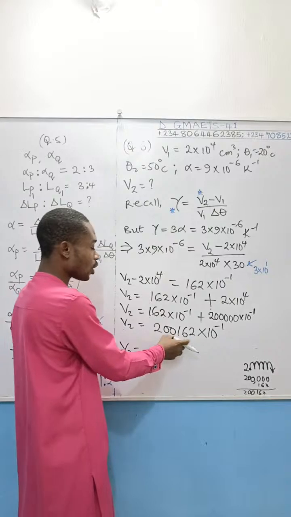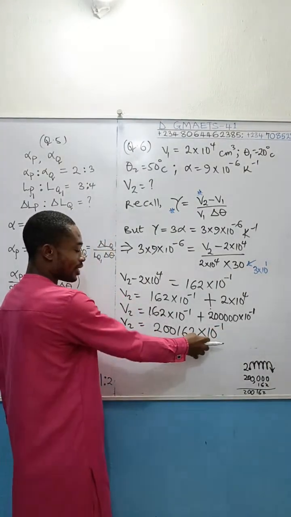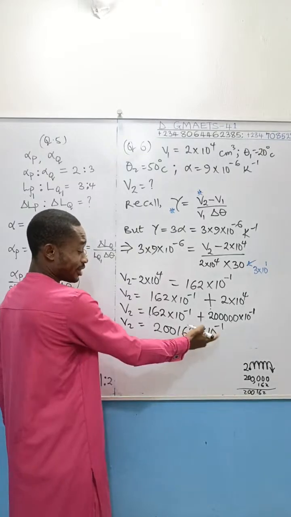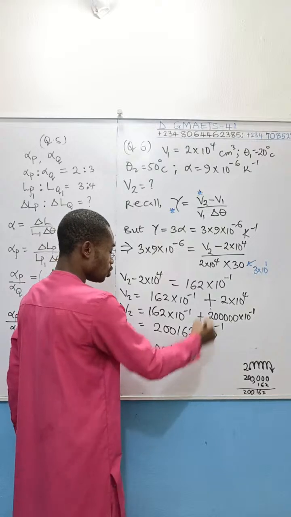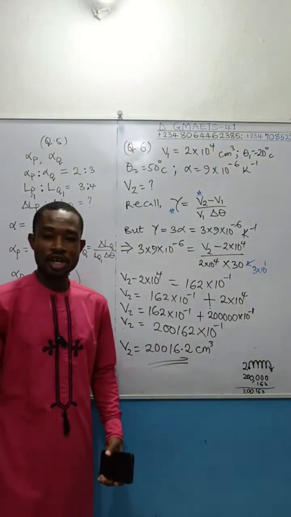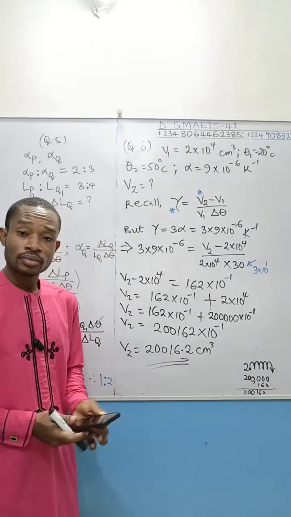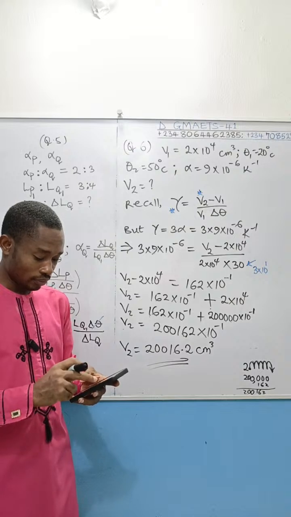Now from here, multiplying this by 10 raised to the power of minus 1 is the same as dividing this by 10. And if you divide this by 10, you're going to get 200,16.2 cubic centimeter. So this is the final volume, the new volume.